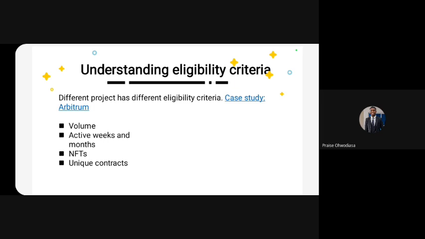All right. So there's a hyperlink here for the Arbitrum airdrop, to study the Arbitrum airdrop criteria. So I don't know if I should click on it. Okay, let's just go.